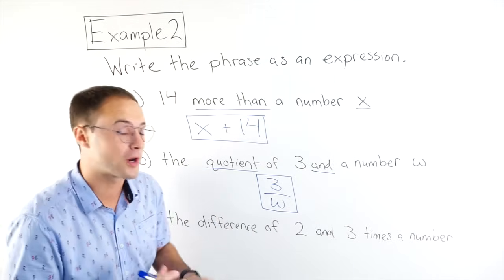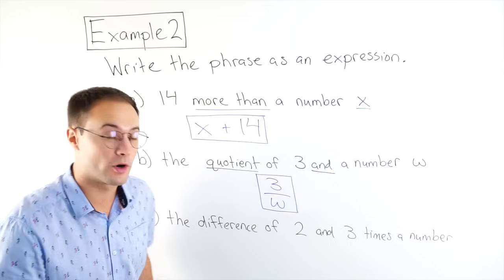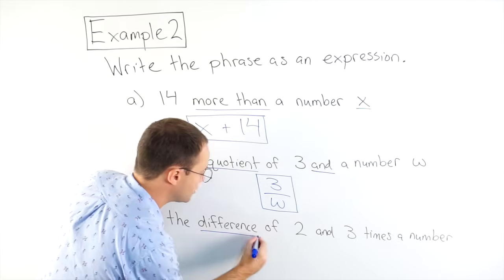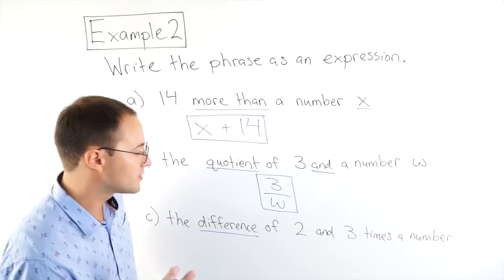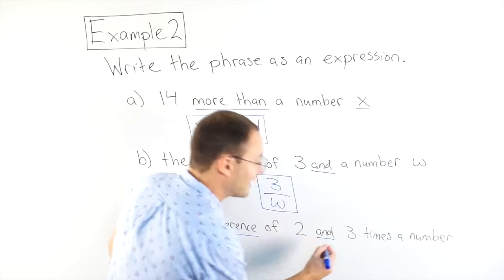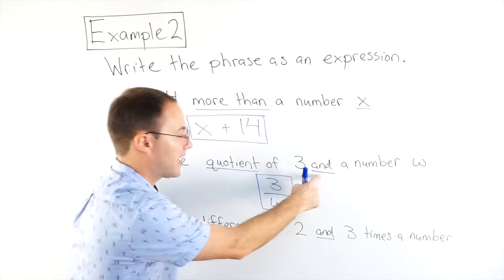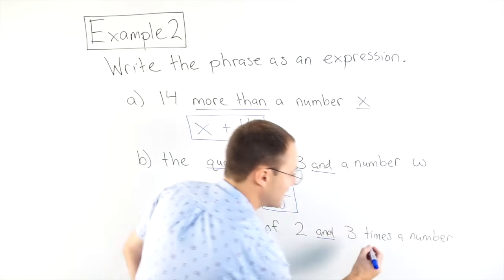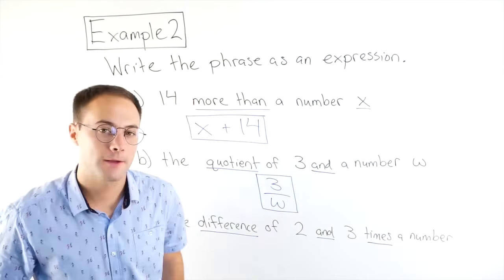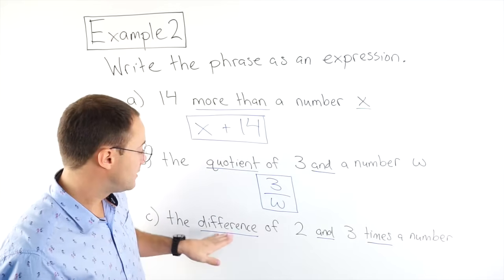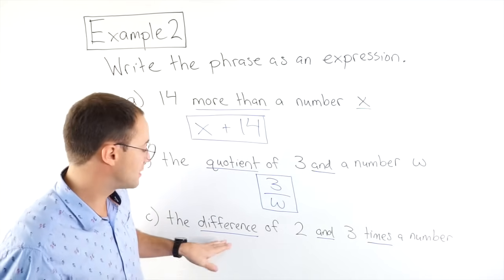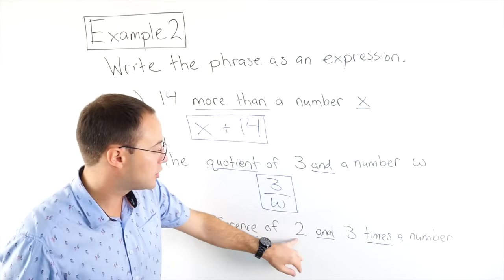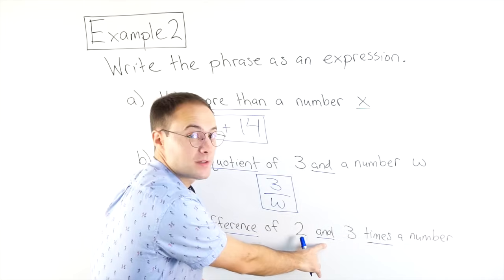So this one's a little more complicated. Let's look for those key words. Difference, hopefully should stick out. You also look for and. Remember, just like here, quotient and, difference and. And then also you should see times. Okay, times. So, difference means subtraction. Well, what are we subtracting? We're going to subtract 2, and is where that subtraction goes.